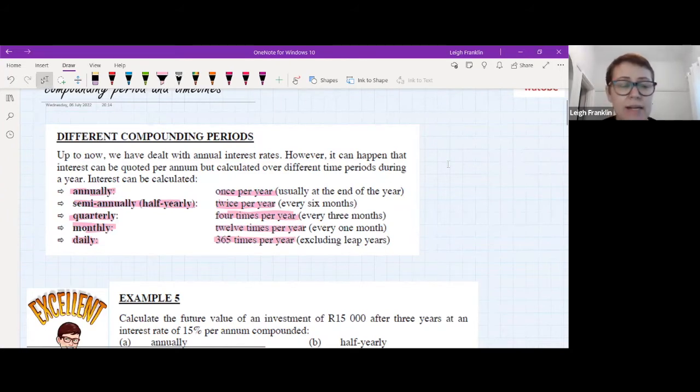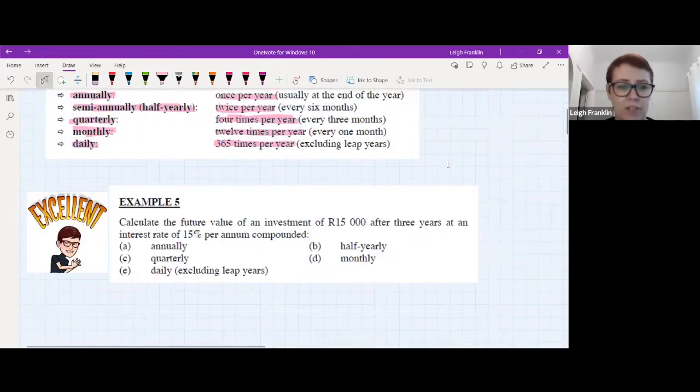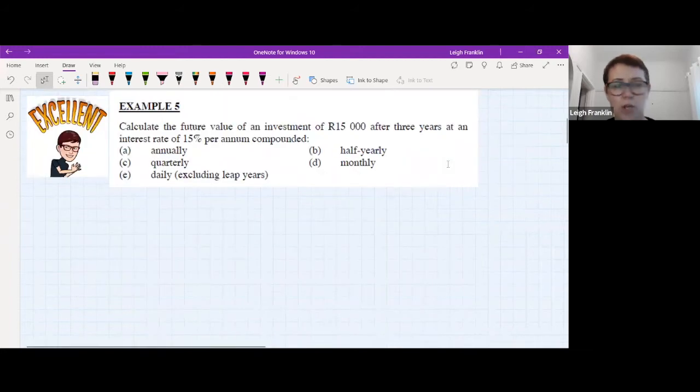Let's have a look at an example to put this into practice. I've got an example which shows us what to do with each and every one of these. First of all, we want to calculate the future value. We've got to be careful, their words are sometimes a little bit confusing. By future value, they don't mean the future value formula. What they mean is A, because we're talking about compound interest, the accumulated amount, what it grows into.